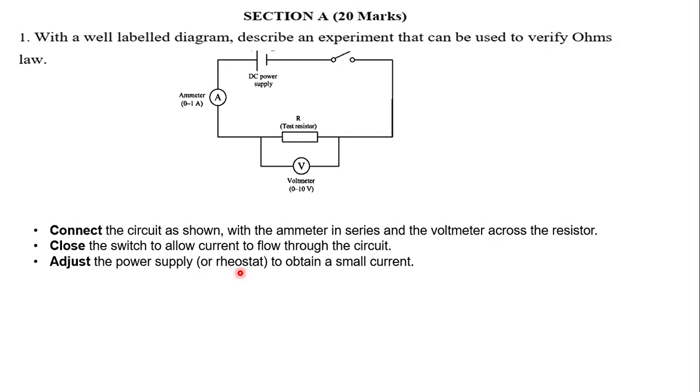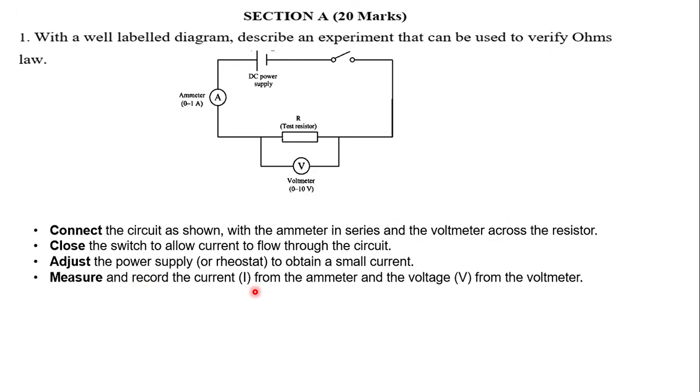Adjust the power supply. You can use some kind of variable resistor like a rheostat to obtain a small current. Remember that a rheostat can enable you to adjust the resistance, the length of the wire, and in the process also adjust the current flowing through.